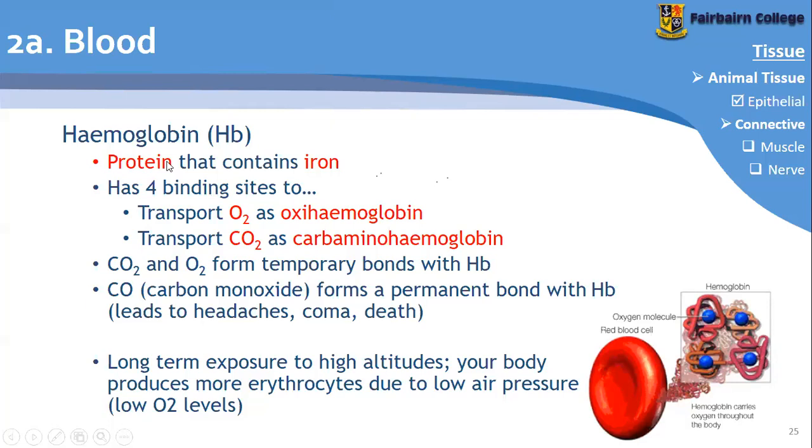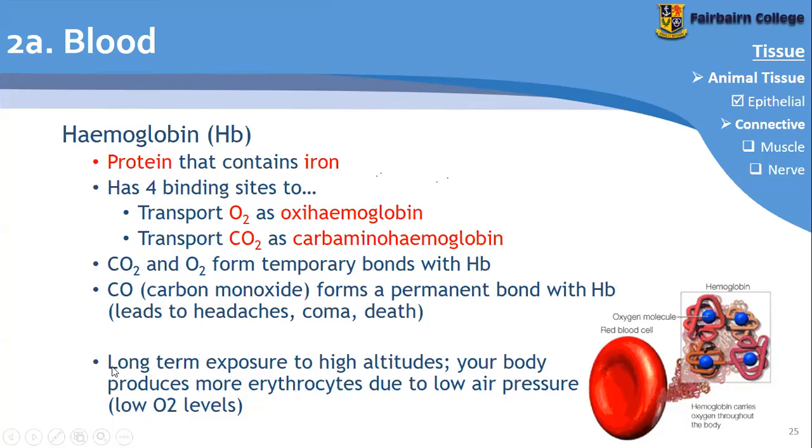And these hemoglobin molecules have 4 binding sites, so basically like 4 seats on the taxi for oxygen and carbon dioxide. Okay, don't worry about the long names here. Then carbon dioxide and oxygen form temporary bonds with hemoglobin. Okay, I'm going to skip this. It's not that important.